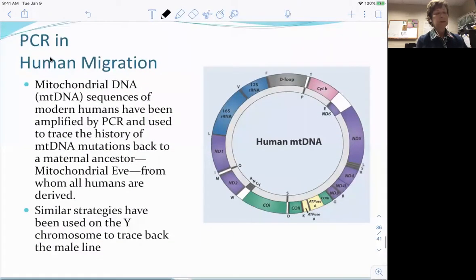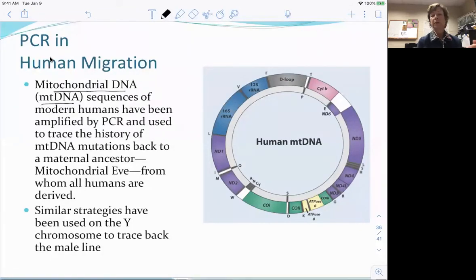We can also use PCR to look at human migration, human evolution. So a couple different types of DNA that's looked at is the DNA in the mitochondrion. And this mitochondrial DNA is circular, just like bacterial DNA is circular.